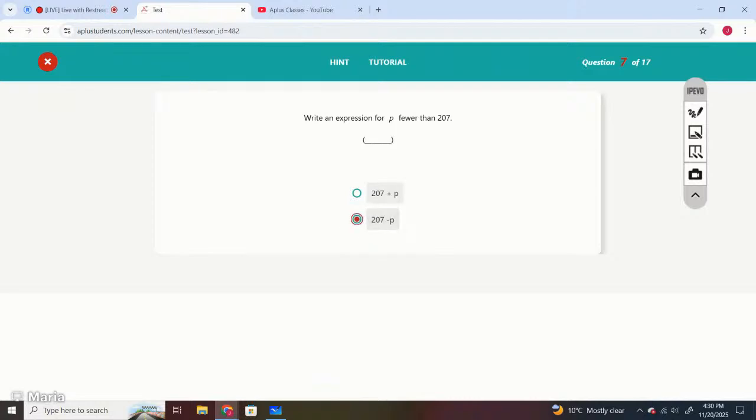Option number 2 is the correct option. That is p fewer than 207. Write an expression for n less than 217. So, which is the correct option? That is 217 take away n.